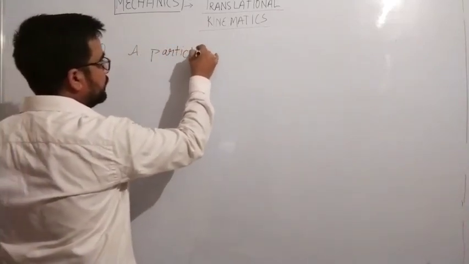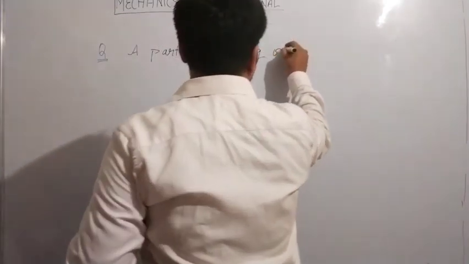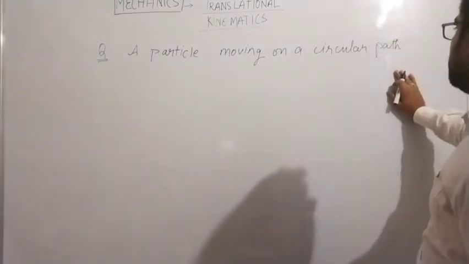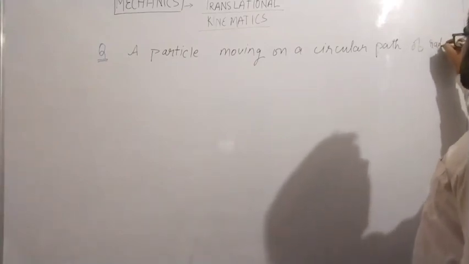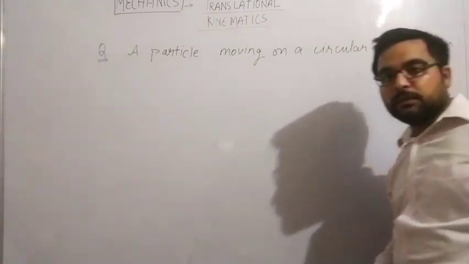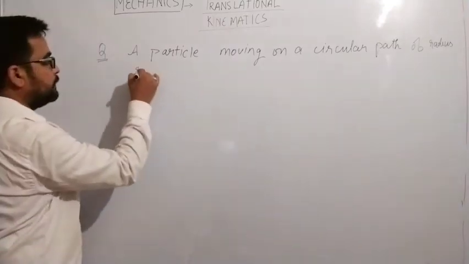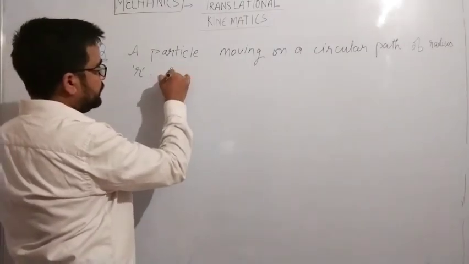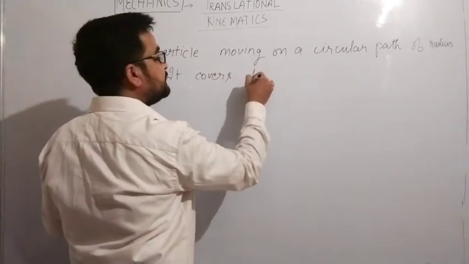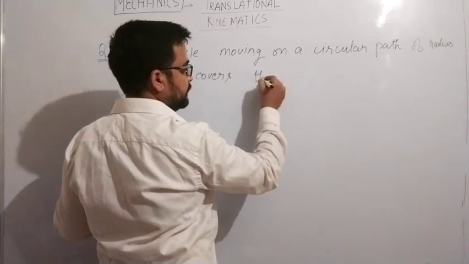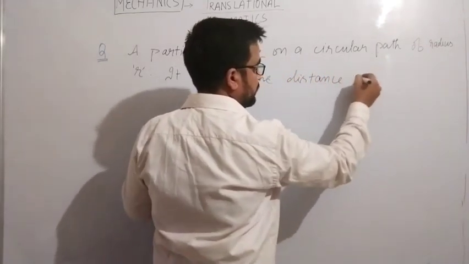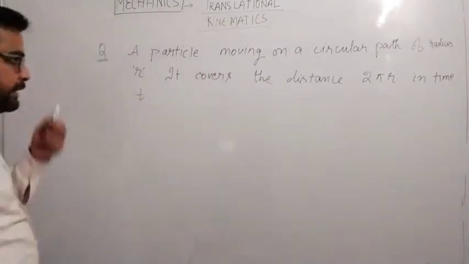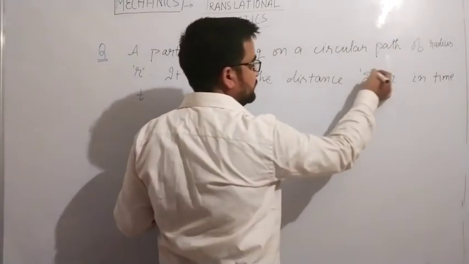A particle moving on a circular path of radius r covers the distance 2 pi r in time t.